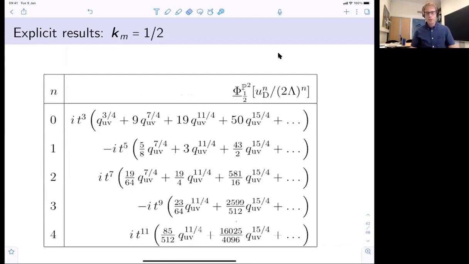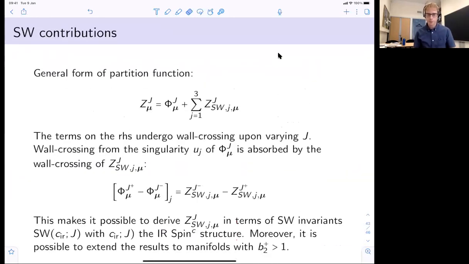so far the discussion about the contribution from the U-plane. As I mentioned, in general, there's also the Seiberg-Witten contribution, which are contributions with delta function support on the singularities of the theory. In this case, j is 1 to 3. The terms on the right-hand side.